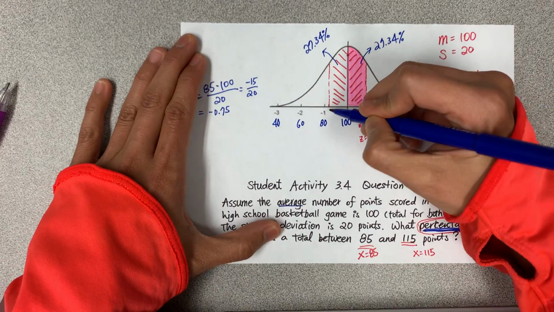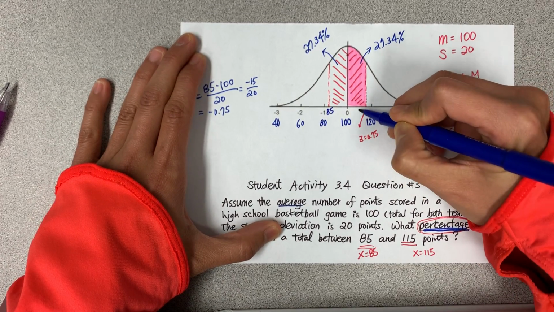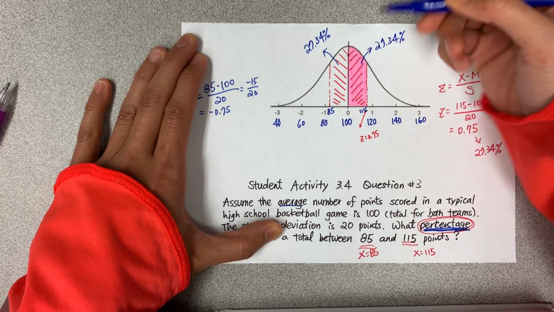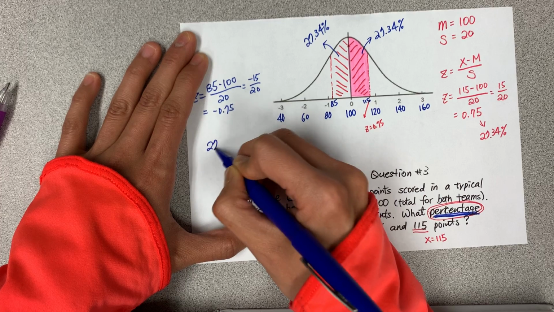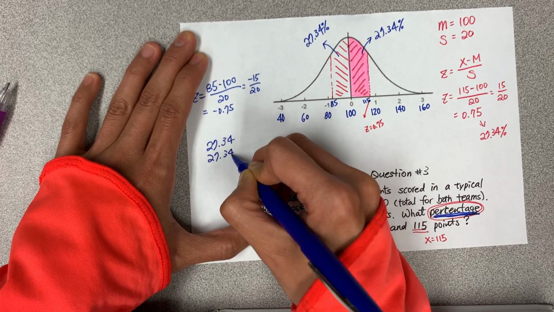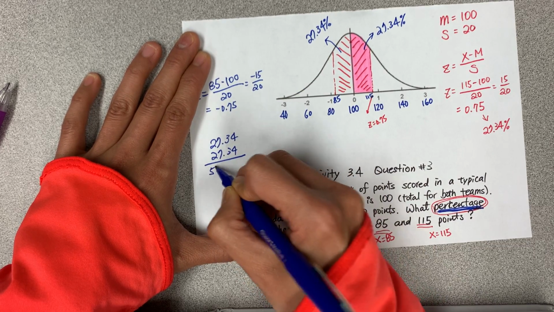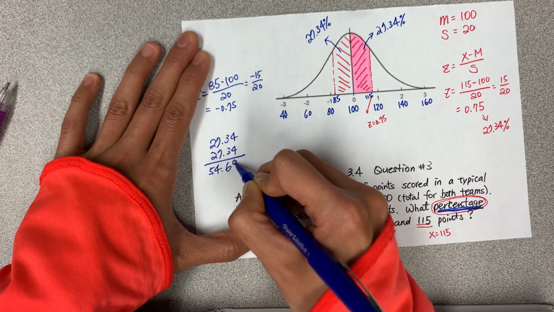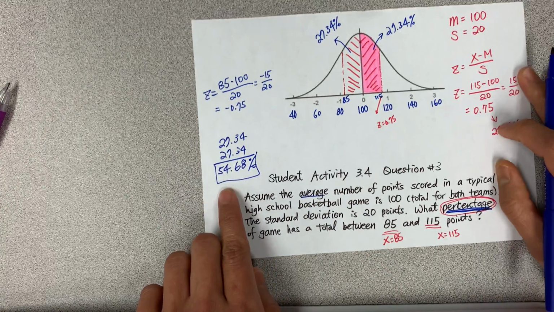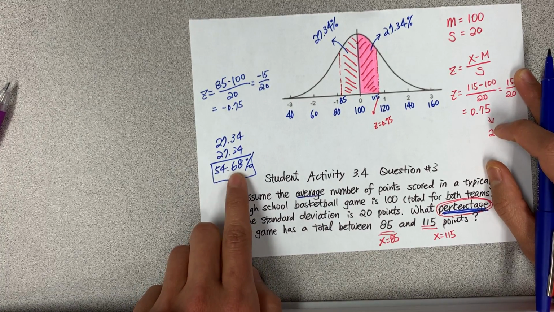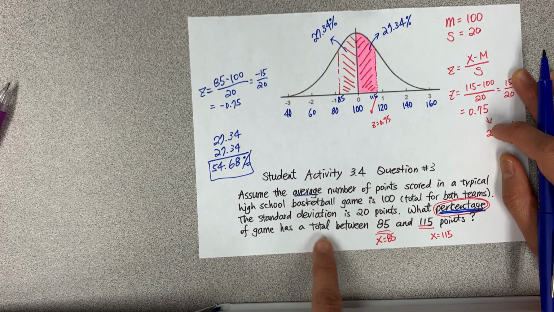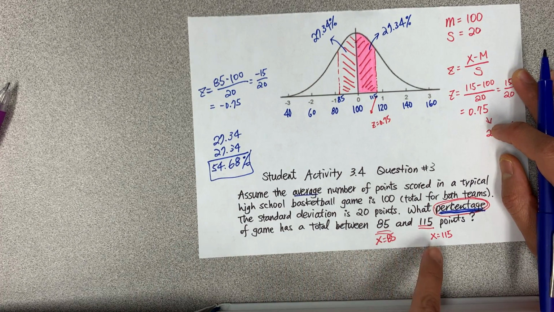So the question is asking you for the percentage between these 2 points. Between 85 and 115, how many percent are there? So what you do is add these 2 numbers together. So this is 54.68%. So the correct answer is 54.68% of the games have a total between 85 and 115 points.